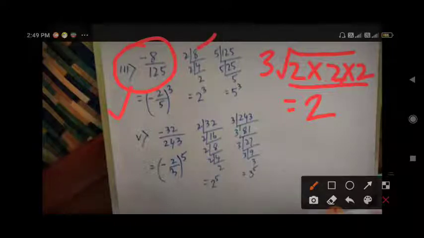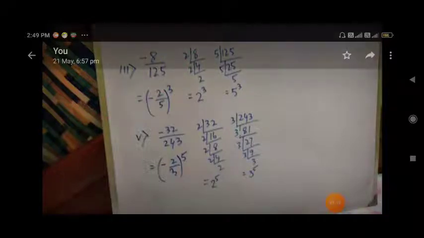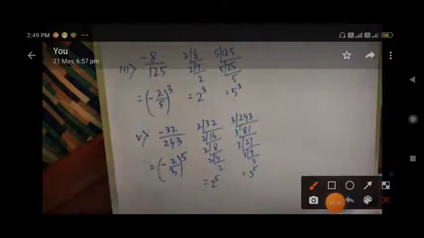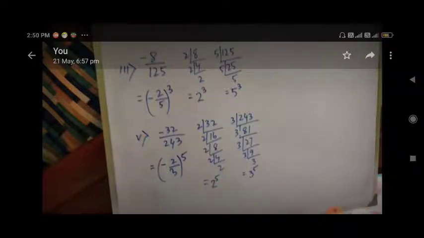Same way, minus 32 upon 243. So minus 32, factorize this 32, we get 5 twos, means we can write this is 2 to the power 5, and 243 means 3 to the power 5. So we can write it -2 upon 3 to the power 5.